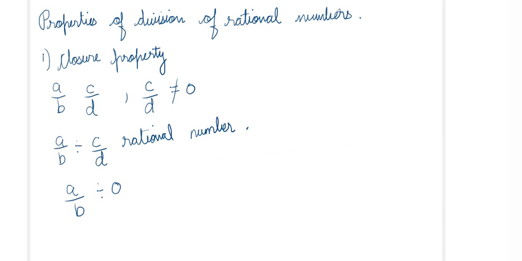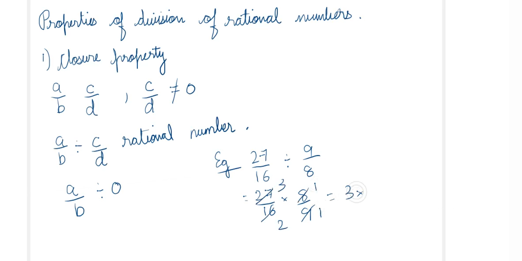So let's see an example quickly. 27 by 16 divided by 9 by 8. So this is nothing but 27 by 16 into 8 by 9. 9 ones are 9, 9 threes are 27, 8 ones are 8, 8 twos are 16. So it is 3 into 1 by 2 into 1, which is equal to 3 by 2. So you can see that the resultant answer which we have got is also a rational number. Hence closure property holds good for division of rational numbers as well.